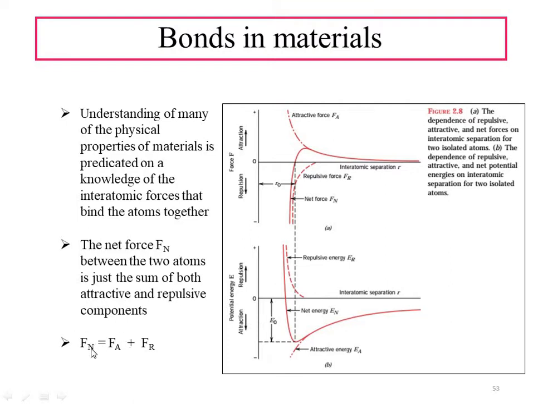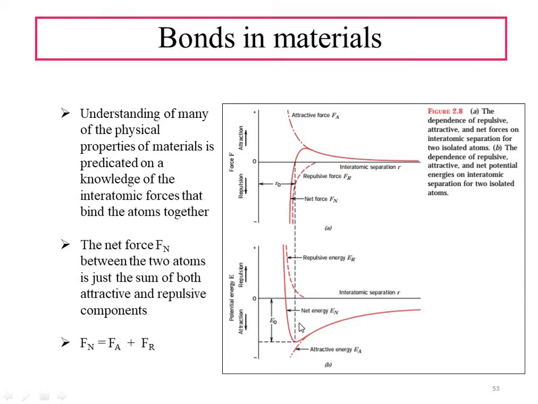So the net force is the sum of the attractive force, that means Fa, plus Fr, that is the repulsive force. It is a summation of attractive and repulsive force. You know the repulsive force will get a negative sign, so in fact it will become Fa minus Fr.